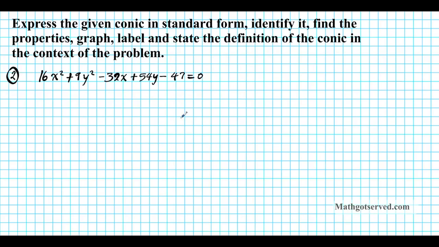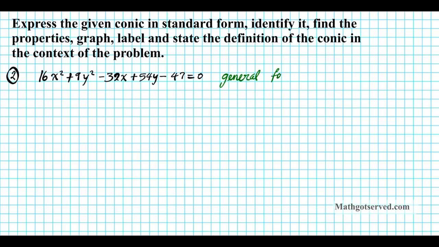Let's see if we can identify what kind of conic this is. We notice that we have 2 variables being squared here, so that means it's either a circle, ellipse, or hyperbola. We notice that there's a plus between the squared variables, so it's either a circle or an ellipse. The squared variables have different coefficients, so that automatically tells us it is an ellipse. Okay, so this is a general form of an ellipse.